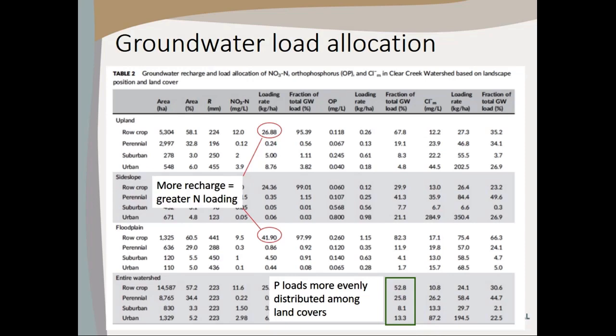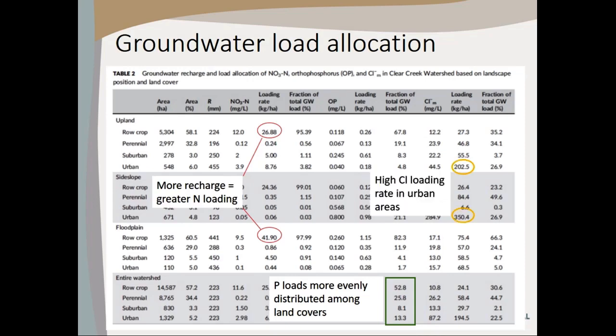Essentially 53%, a little more proportional to the land area. In general, we just do not see a lot of variation by land cover or slope class in phosphorus that we do in nitrate. So a little more evenly distributed.